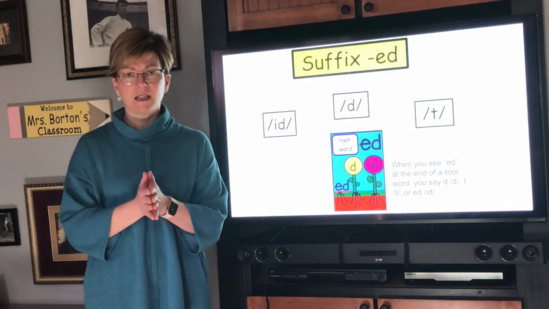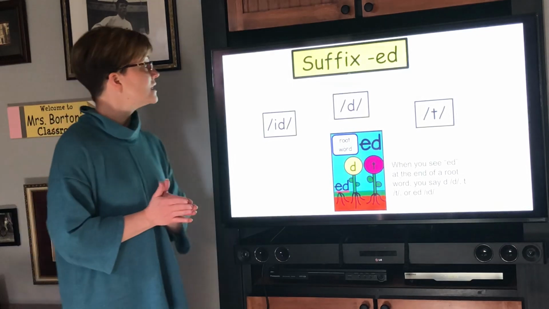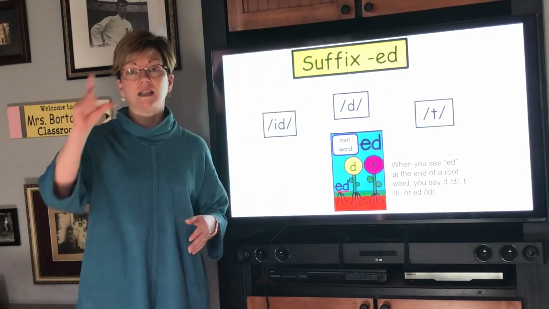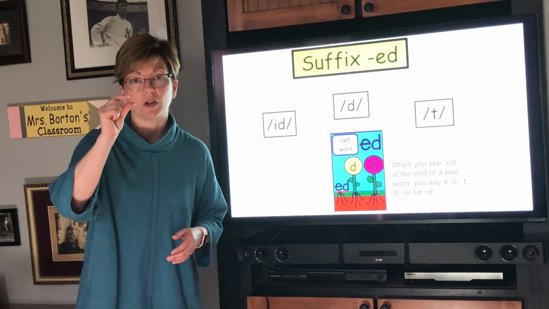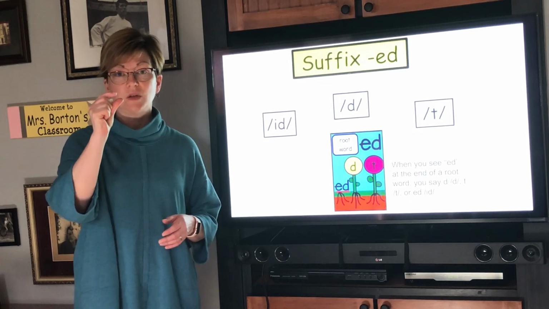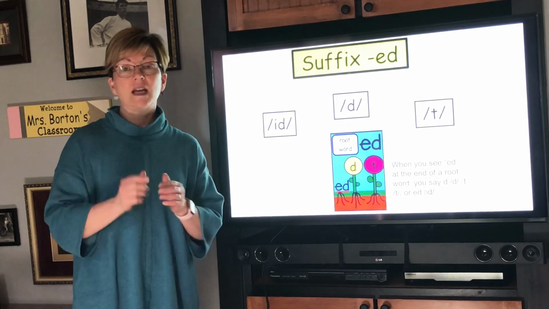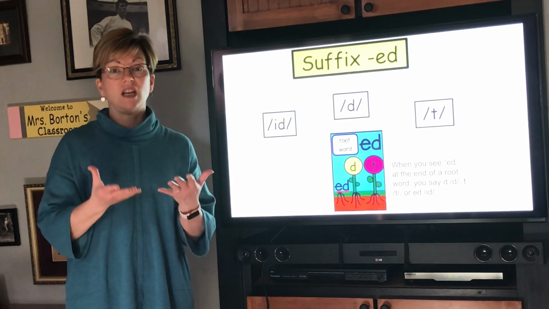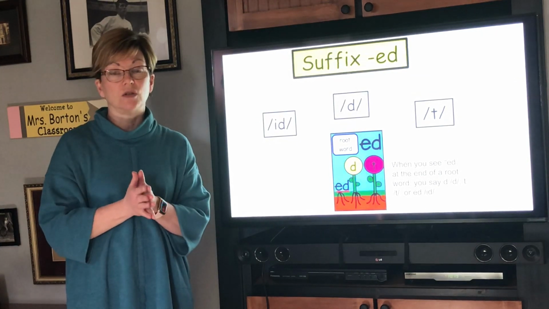We have our lesson for this week on a new concept called suffix ed, and you're probably saying, what is a suffix? So we're going to talk about that first. A suffix is a little part that's added to a word, and because it's added to the word, it will help that word change its meaning. It gives meaning to the word.